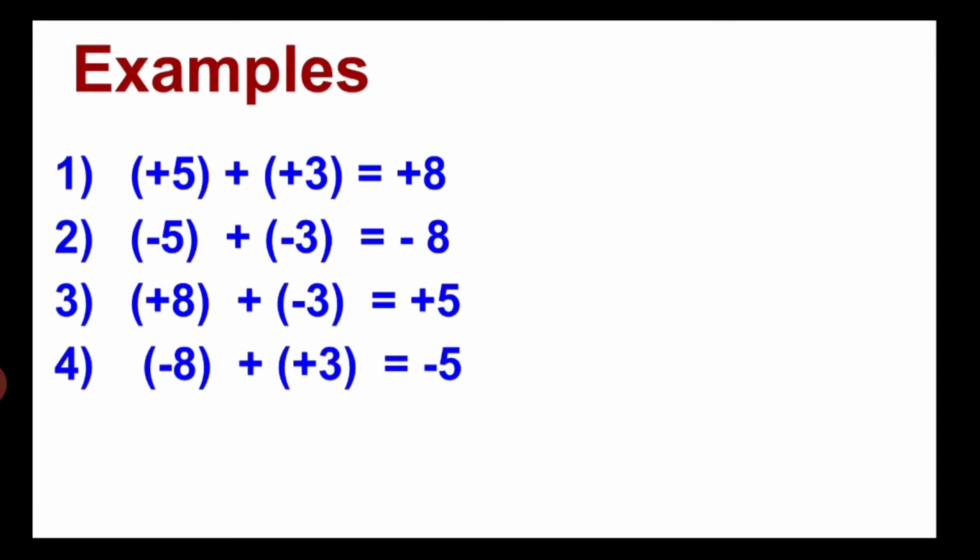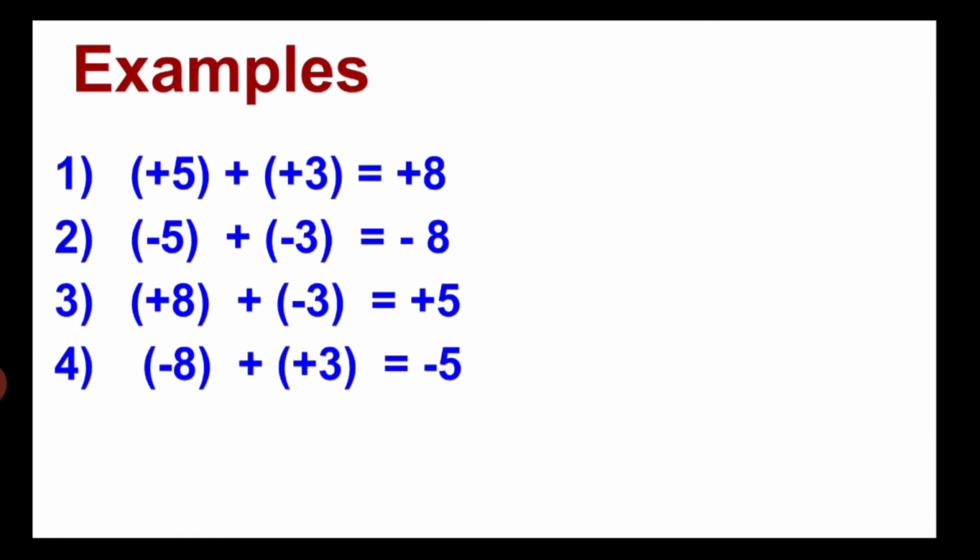Now third example, plus 8 plus minus 3. One number is having plus sign, another number is having minus sign. What we have to do? We have to subtract the smaller number from the bigger number and give the sign of the bigger number to the answer. So the answer is plus 5.